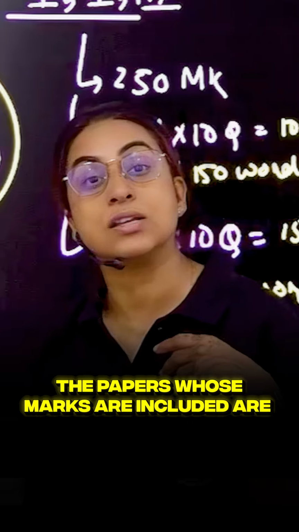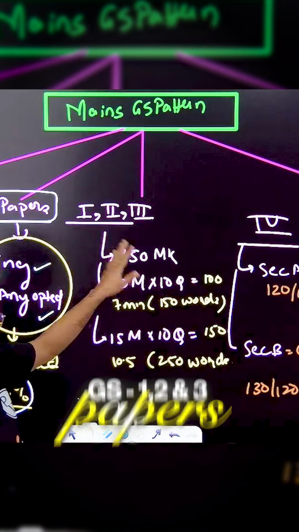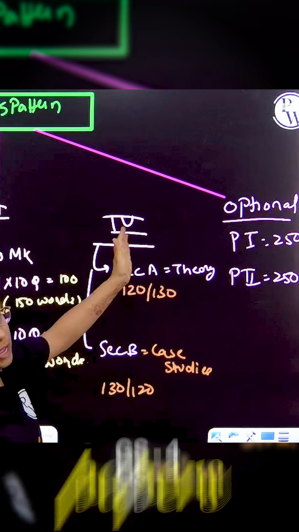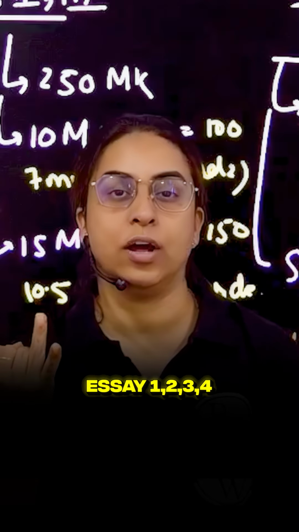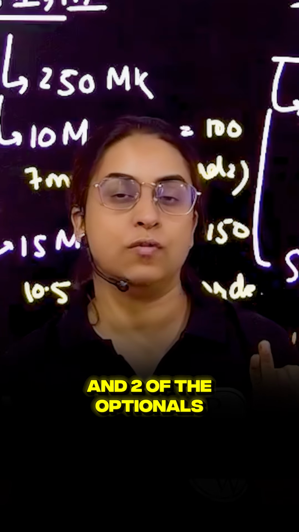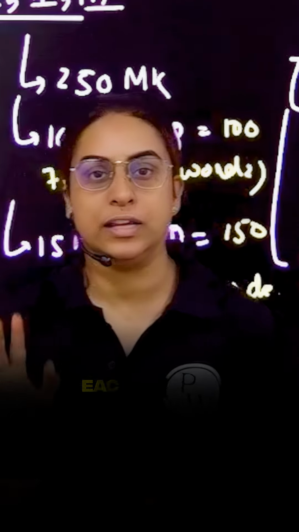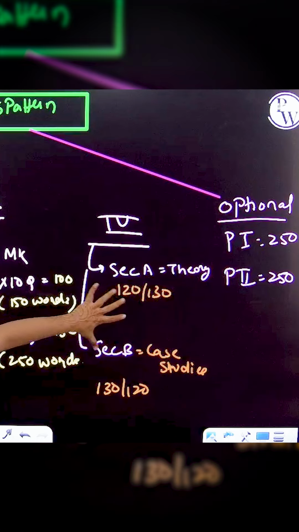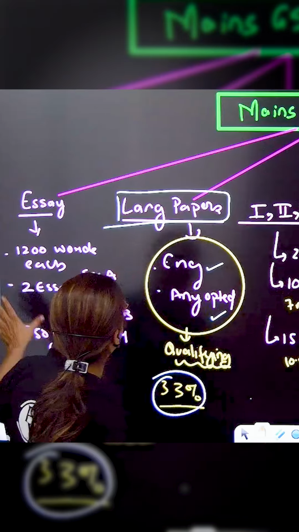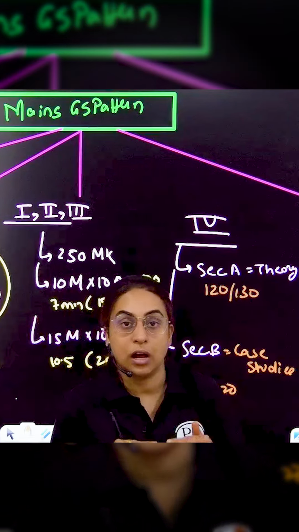The papers whose marks are included are: you have essay, you have GS 1, 2 and 3, GS paper 4, as well as your optional subjects. So each of them, essay, 1, 2, 3, 4 and 2 of the optionals. This is about 7 subjects, 7 into 250. Each of them is of 250. So this is about 500, this is about 1000, so 1500, and this is another 250. That's about 1750 marks, which are actually counted.